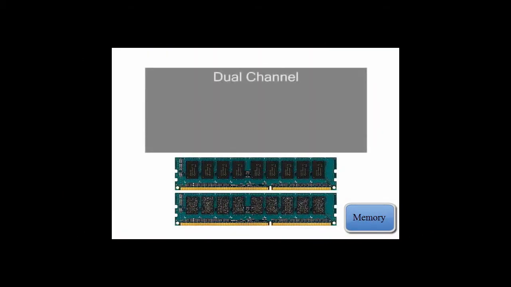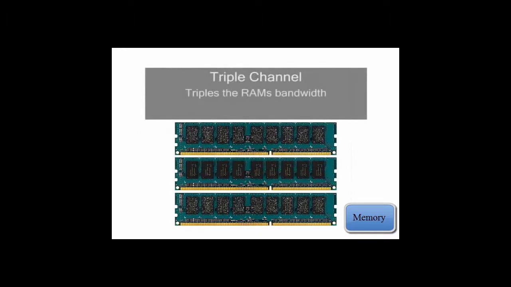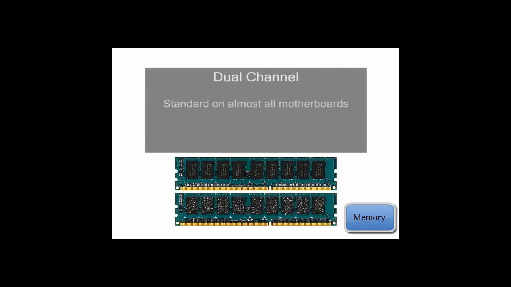The reason for using 2 sticks of memory is so that you can enable dual channel on the motherboard. Dual channel combines the 2 sticks of memory to double their bandwidth and increase the speed at which the RAM is accessed. Newer Intel motherboards support triple channel memory, which triples the memory bandwidth and requires 3 sticks of memory. More on this in a moment. Dual channel support is standard on just about every motherboard made today. The motherboard will detect the matched set of RAM sticks and enable dual channel automatically.